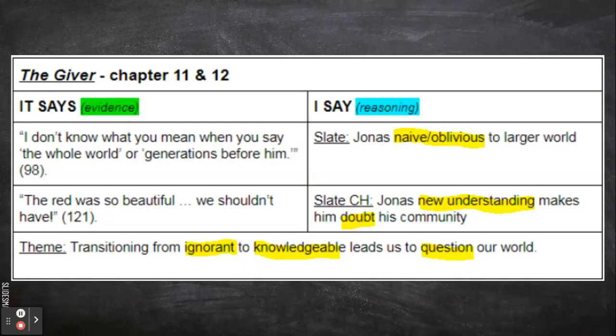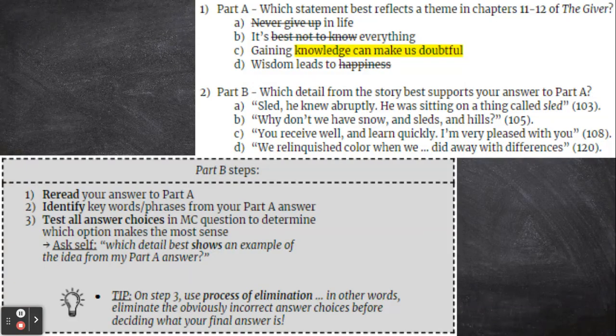Okay, so if I were to look back at my notes, my big ideas are Jonas is ignorant, becomes knowledgeable, and then questions his world. You see on the top here, the multiple choice question. The only option that really makes the most sense is C. It captures how he becomes knowledgeable and eventually doubts his community. The other options don't really seem to make that much sense. I tested them all and used process of elimination.